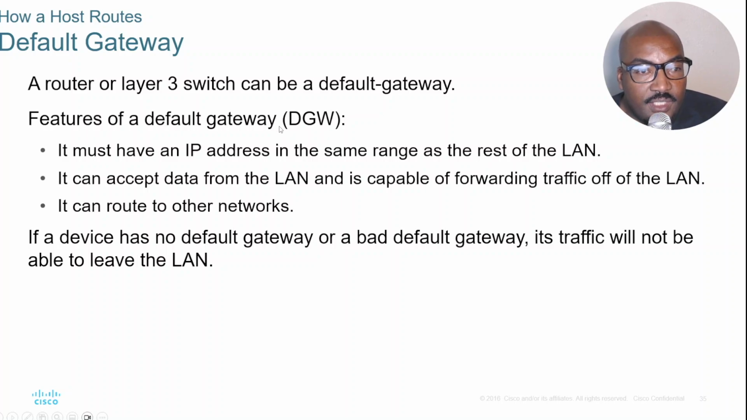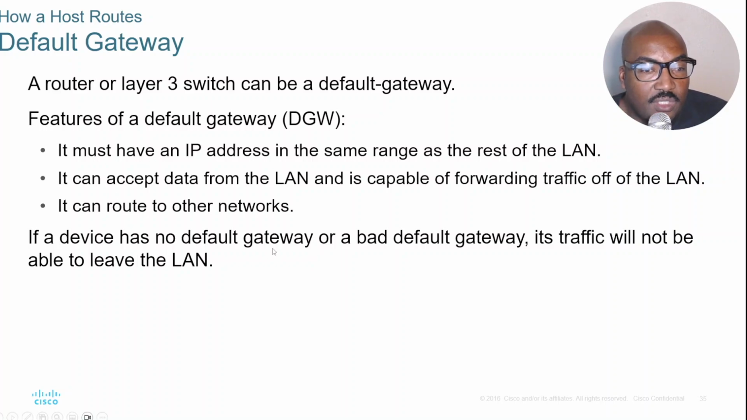Features of the DGW: it must have an IP address in the same range as the rest of the local area network. It can accept data from the local network and is capable of forwarding traffic off the local area network. So if it doesn't see it, it sends it out where it needs to go. And it can route to other networks. Very important for those broadcast domains to be able to talk to each other. They've got to have a router in between to route the information.